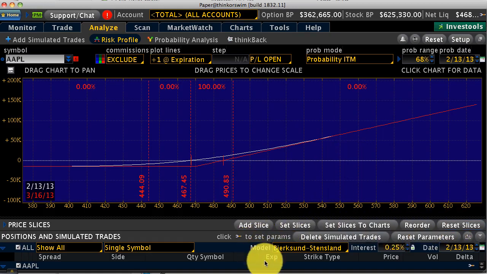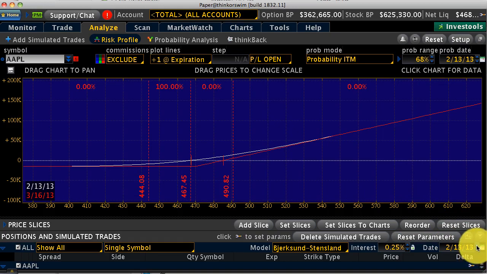This is the simulation box here, and I don't want to get too advanced at this point, but I want to show you what happens when time passes by. So today it's Feb 13th. I'm going to move up this date one day at a time, and what you need to do is focus on this white line and see how this white line collapses onto the red line as we approach expiry.